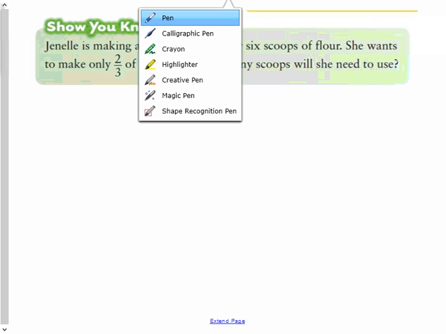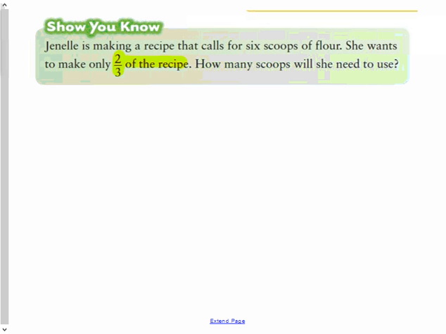Well, if I take my highlighter and highlight this phrase of the sentence, 2/3 of the recipe, I know that's going to be 2/3, and I know the word "of" is multiplication. So 2/3 of the recipe. And what does the recipe call for? 6 cups of flour. So what we really have here is 2/3 times 6, which is a different variation of what we had in the last question, because we had the whole number first and then the fraction. So here we have the fraction first and the whole number.